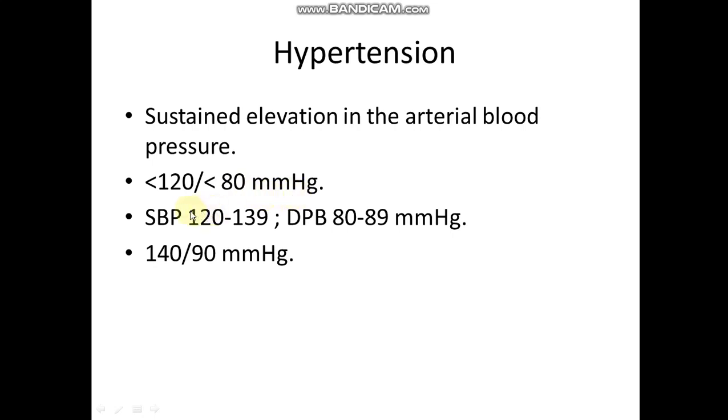If the systolic blood pressure ranges from 120 to 139 and the diastolic blood pressure from 80 to 89 millimeter Hg, in this case the condition is termed pre-hypertension, or the patient is in the state of pre-hypertension. That means this patient is more susceptible to develop hypertension in the future. If the blood pressure measurement is 140 or more over 90 or more millimeter Hg, in this case the patient can be described as a hypertensive patient, or the blood pressure is elevated, or hypertension.